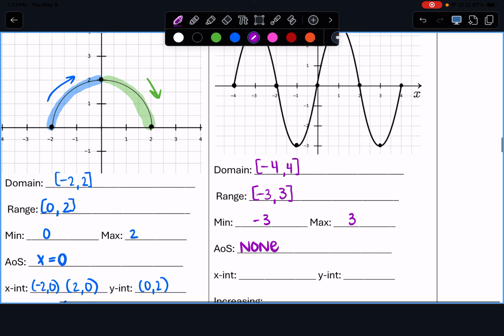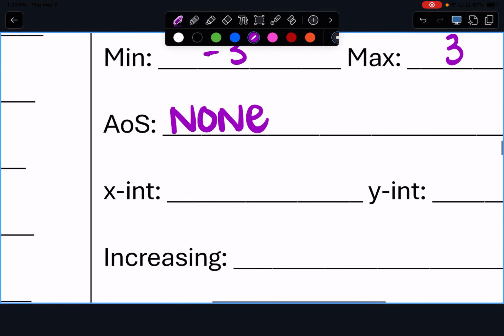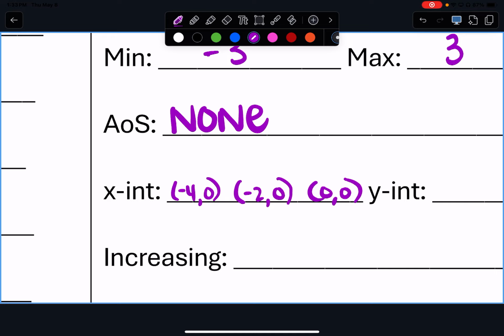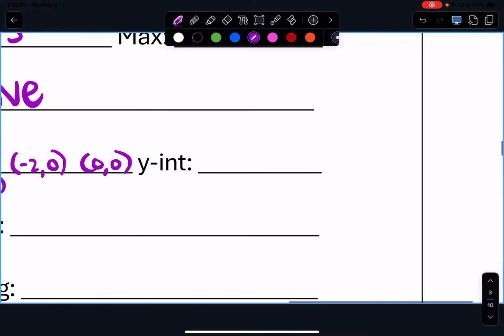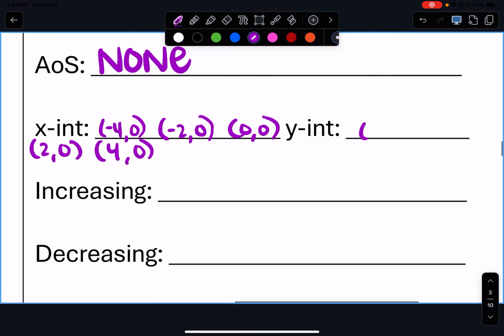How many times does that touch the x-axis? 5. So we're going to put all 5. Okay, what's the first one? Negative 4, 0. What's the next one? Negative 2, 0. The next? 0, 0. The next? 2, 0. And the last one. 4, 0. So all of those are x-intercepts. What's our y-intercept? That's 0, 0.